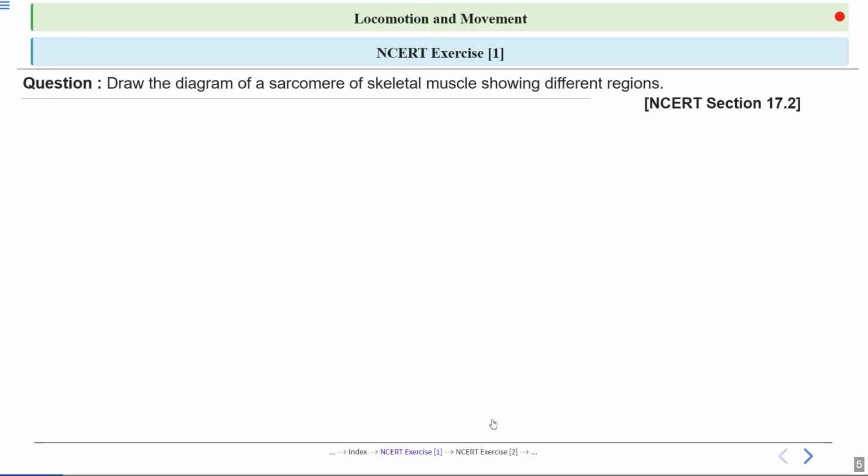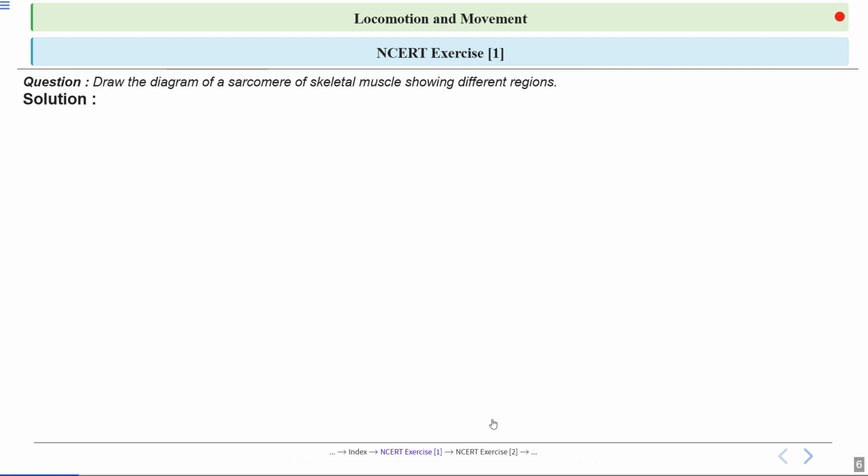Let's see the first question, and the question is, draw the diagram of a sarcomere of skeletal muscle showing different regions. So we know that the sarcomere is the basic unit of skeletal muscle. It is kind of a single brick in a wall. Talking about its function, it is mainly responsible for muscle contraction, which lets us move our bodies. Let's see the answer in detail.